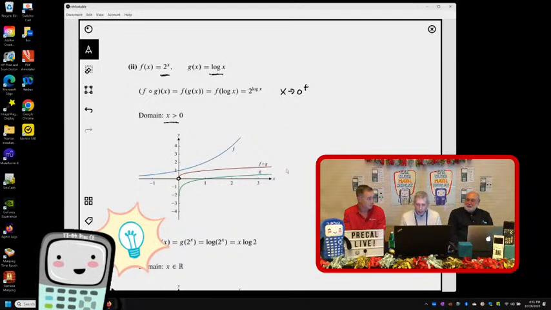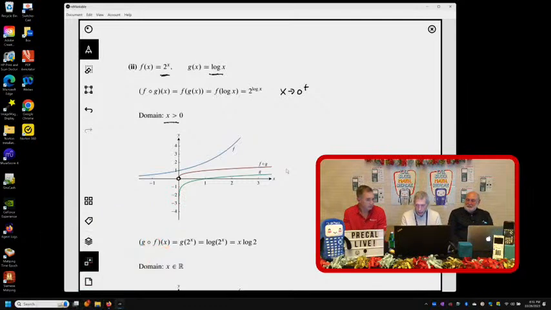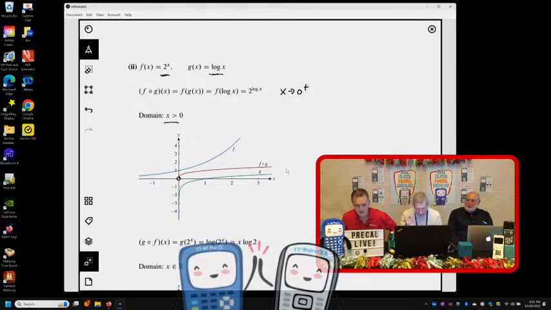This is an interesting one to me because g decreases without bound here, and yet when we take a look at f circle g, you end up with a hole in the graph there. That's kind of a nice one, a little bit interesting.